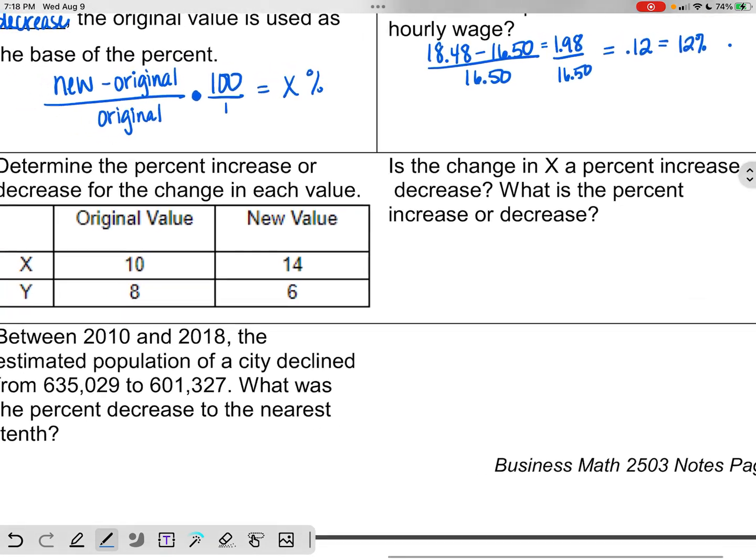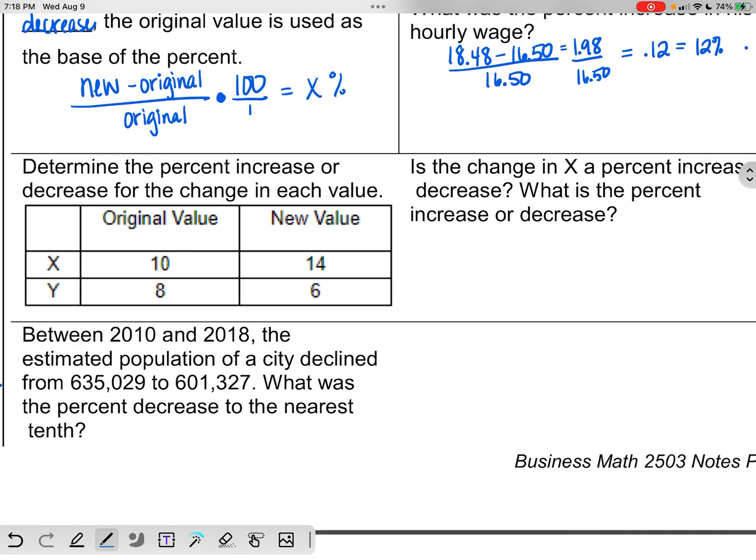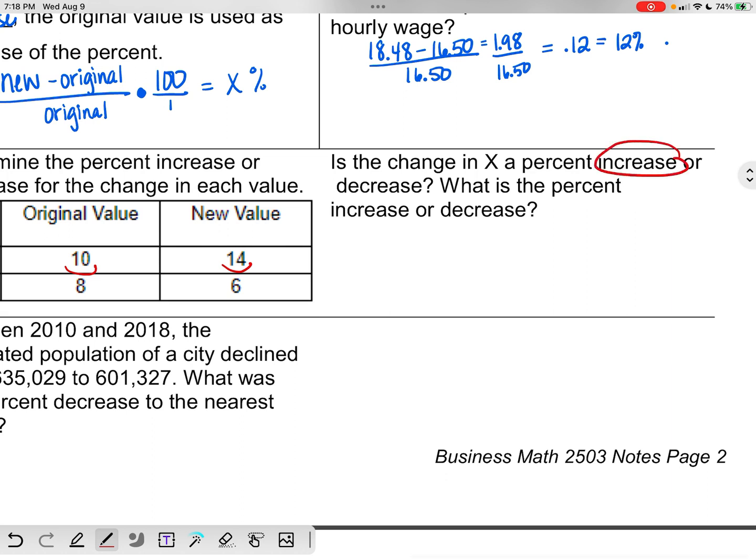Oh, I can't read the whole question. Determine the percent increase or decrease for the change in each value. Is the change in X a percent increase or decrease? They're not asking about Y's. I think on the homework it only had me do one of these. So I'm Xing. The original is 10. The new is 14. Did you get bigger or smaller? Bigger. So bigger means it's an increase, which means my answer should come out as a positive. If it comes out as a negative, actually we'll get there in a minute. Hold on, I'm so sorry, I'm getting ahead of myself.